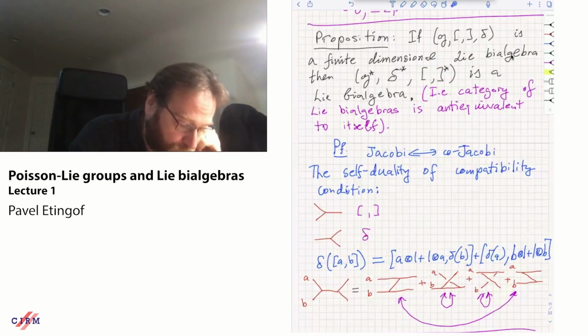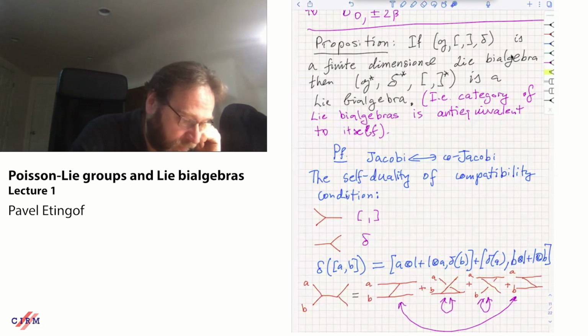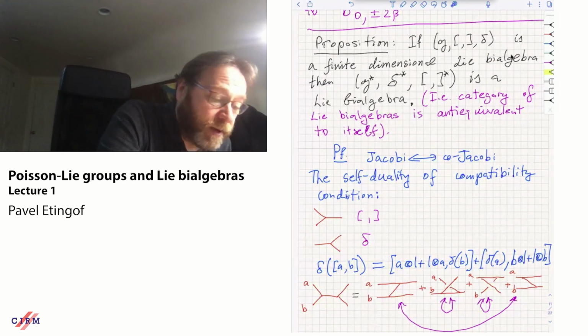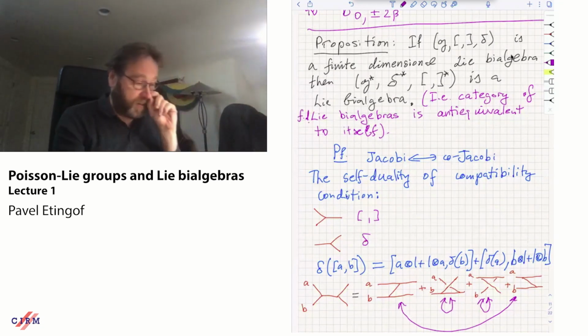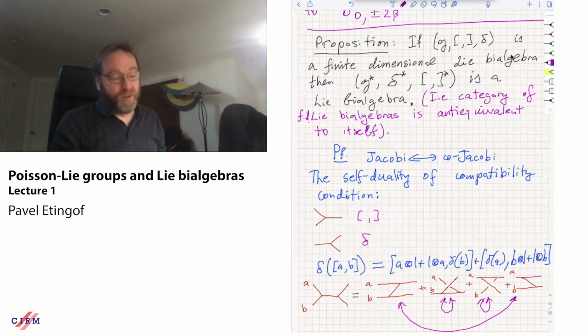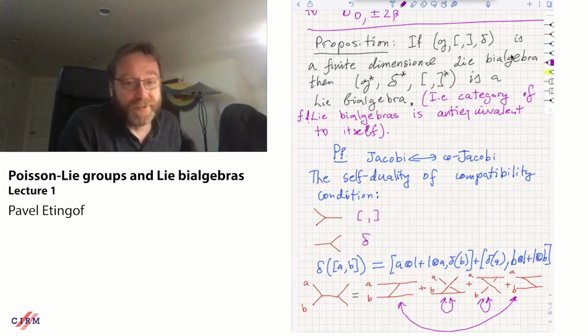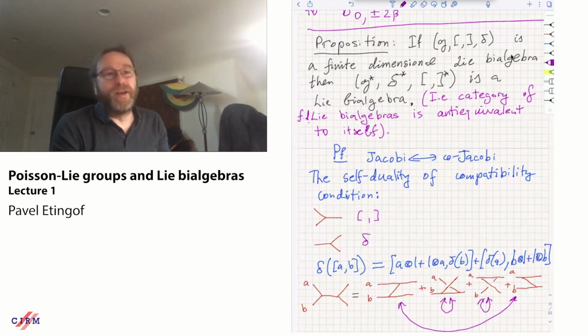And so that proves that this identity is self-dual, and so the dual of a Lie bialgebra is a Lie bialgebra if it's finite dimensional. And so the category of finite dimensional Lie bialgebras is anti-equivalent to itself by this duality, because duality reverses homomorphisms. So any questions up to this point?